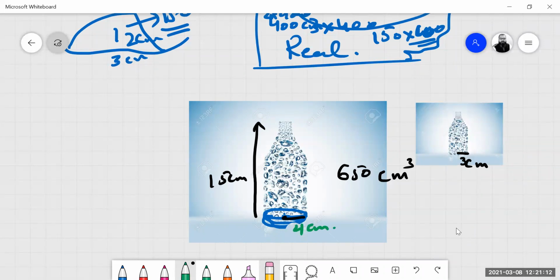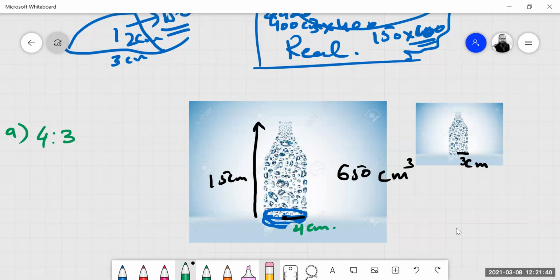What is the length ratio? Okay, now what will be the length ratio? The length ratio will be 4:3. Length of the bottle, 4 divided by 3. 4 divided by 3 or 4:3, same thing. Ratio and division is the same thing.